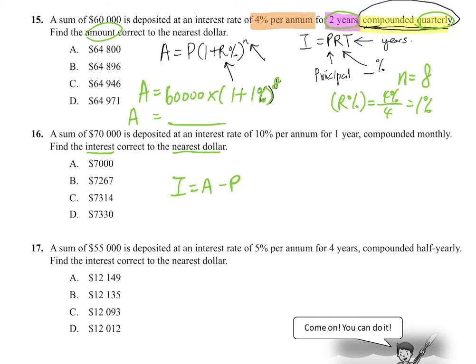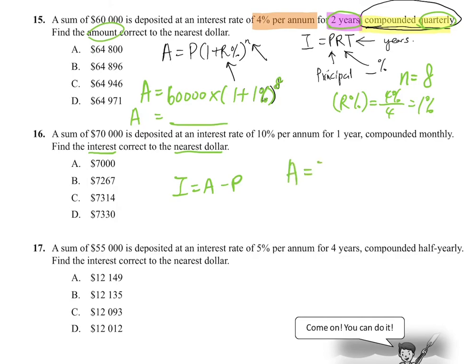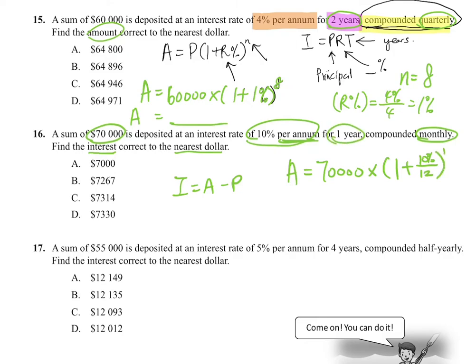So in this case, A is equal to P, which is 70,000 here, times 1 plus 10%, which is per year's rate, but we want it to be converted into monthly. There are 12 months in 1 year, and it's only for 1 year, so you will be receiving interest 12 times because every month they're going to pay it. So just put that in your calculator, and at the end take away the 70,000 that you put in to calculate the interest.